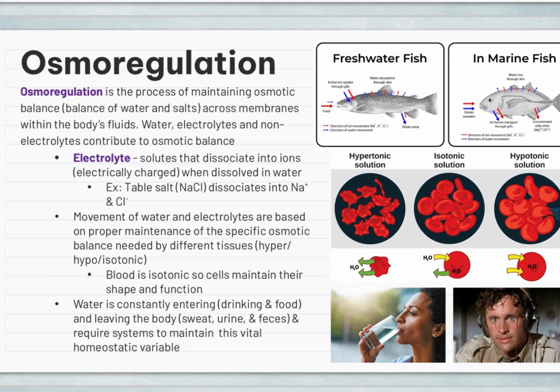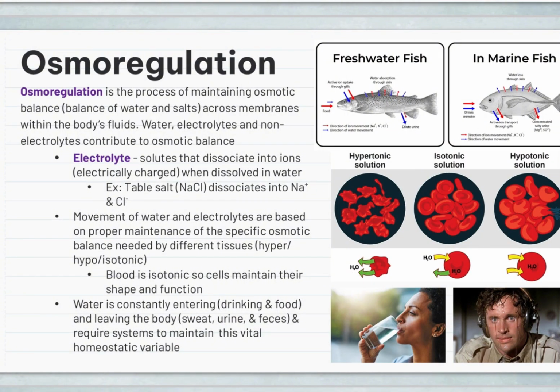Osmoregulation. It's the process of maintaining osmotic balance, which is the balance of water and salts, across membranes within the body's fluids. Water, electrolytes, and non-electrolytes contribute to the osmotic balance. An electrolyte is a solute that dissociates into ions. They're electrically charged. When they dissolve in water, they dissociate into ions. An example would be table salt, NaCl, which dissociates into Na+ and Cl-.